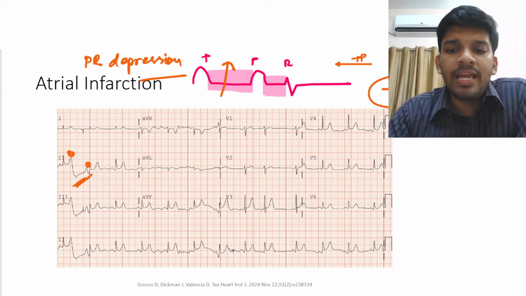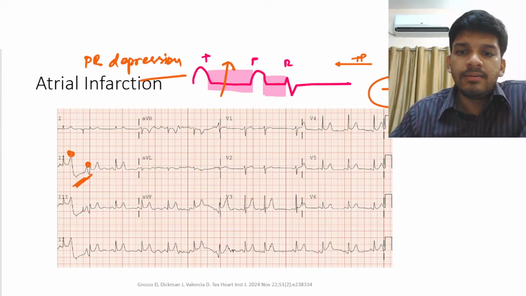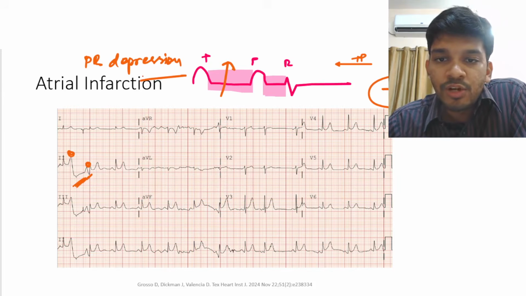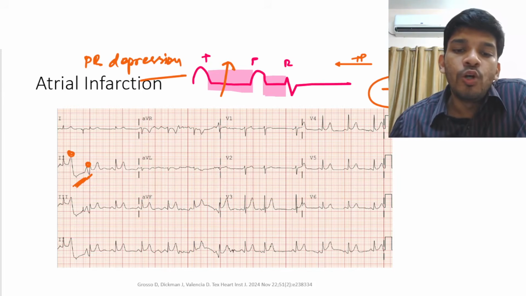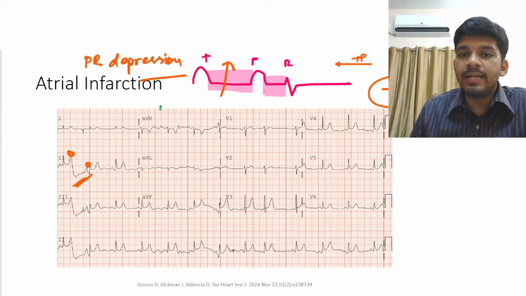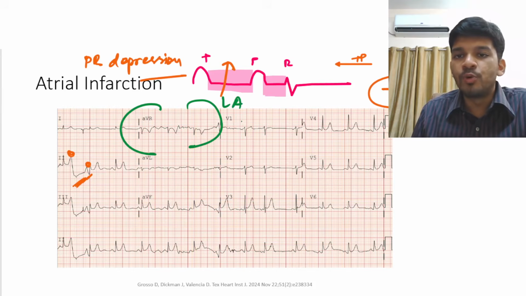In leads 2, 3, aVF, you will be able to see these changes in this case. Look at leads 2 and 3, and in aVF you are able to make out these changes, and there is an elevation in the case of aVR. So how do you localize in these cases? For that you should know that there is a right atrium and there is a left atrium. The left atrium actually faces posteriorly.